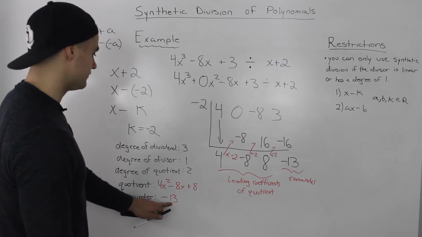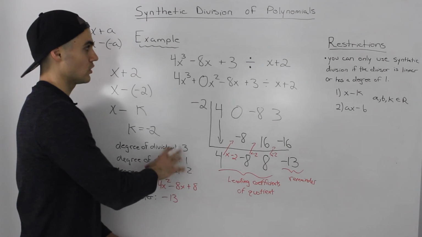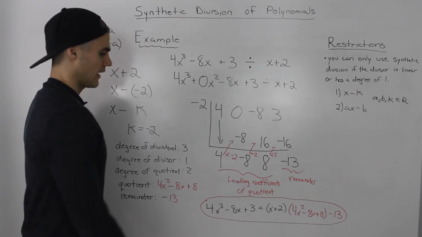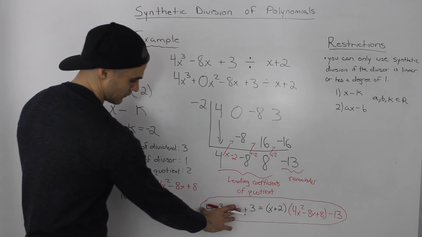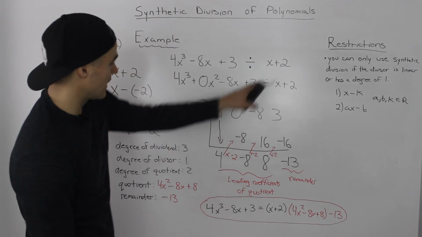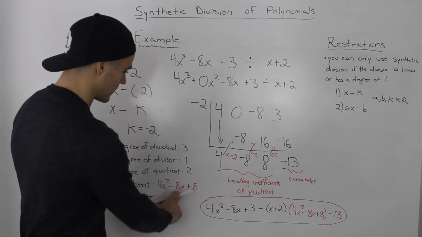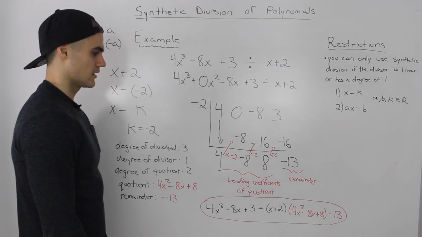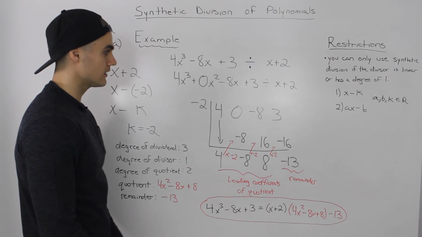And if you look back to the example that we did for long division, the same example that we did, we got the same result. And then writing this example in a division statement, we got our dividend of 4x cubed minus 8x plus 3 is equal to our divisor of x plus 2 times our quotient of 4x squared minus 8x plus 8 minus our remainder 13.